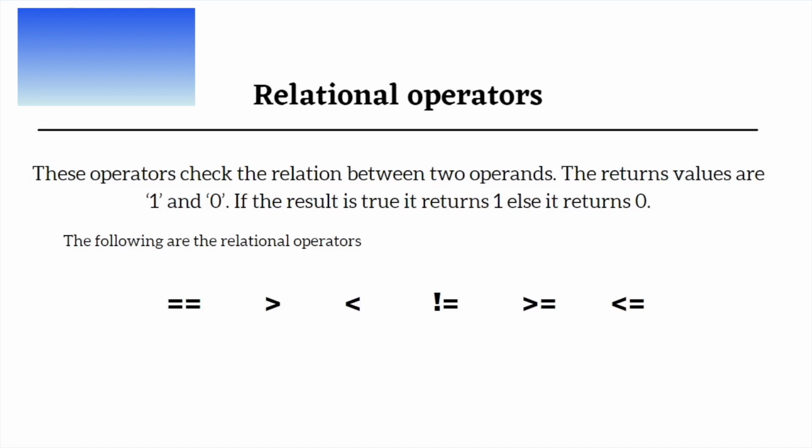These operators check the relation between two operands. The return values are 1 and 0. If the result is true, it returns 1, and if false, it returns 0. So what is basically a relational operator? What is the relation between 5 and 2? 5 is greater than 2. This greater than is showing the relation between 5 and 2, so greater than is a relational operator. In the same way, 2 less than 3, 3 equals 3, 4 not equals 3. These all show the relations between two numbers, so these are called relational operators.